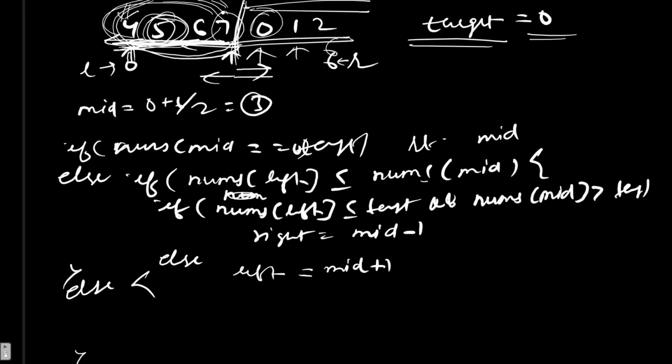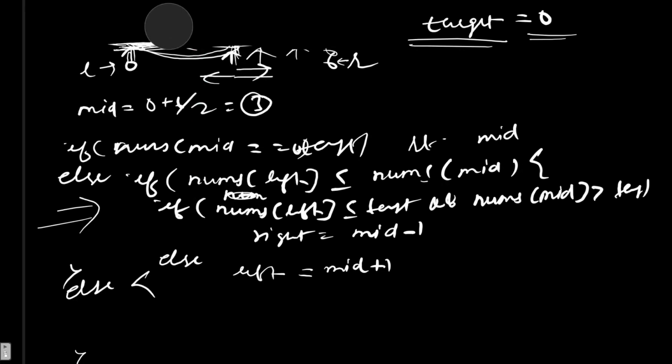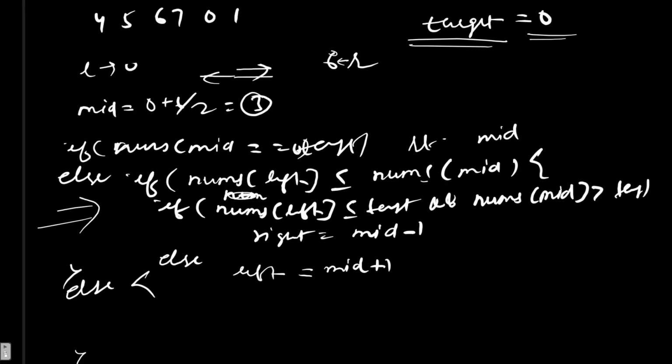So this was the condition that we have to check if we found that our nums of left is lesser than or equal to mid. That means this is the sorted part. Let's go for the second condition. Let's just clean this up and write the condition again. So we had 4 5 6 7 0 1 2.